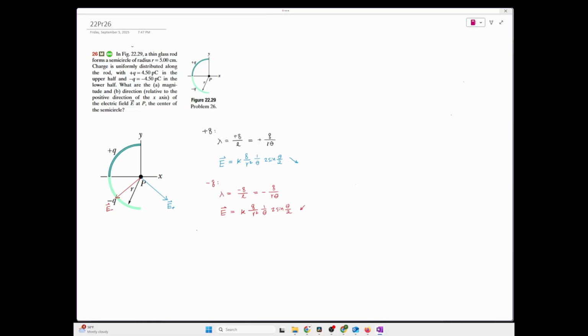This is a situation that we have seen before, and part of their components will cancel. And in this case, it is the horizontal components that will cancel, and therefore the resultant net field will be along the negative y direction. And the magnitude of the net field will be the addition of the two surviving components.